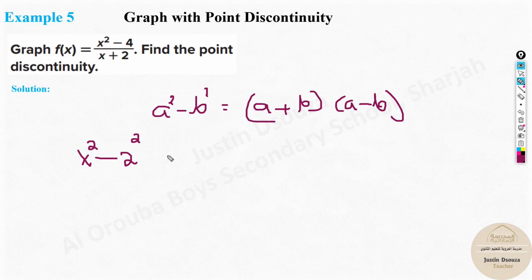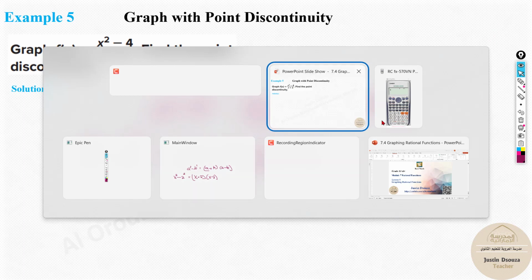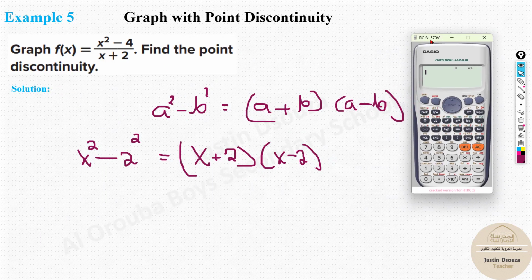So a squared minus b squared, that is (x plus 2)(x minus 2). This is the answer. Or you can use your calculator here. Use the quadratic equation mode: put the coefficient 1, there is no x term so it's 0, and lastly we have minus 4. What's the answer? 2 and minus 2.